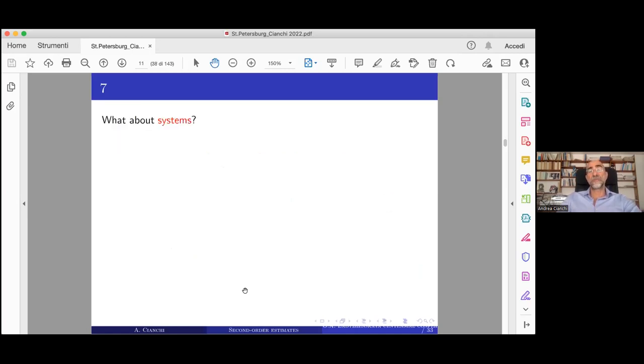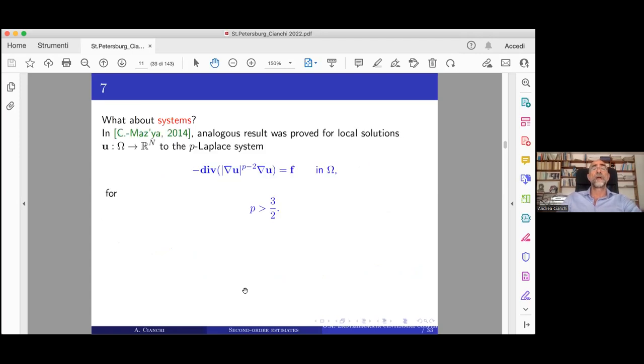Now, what about systems? With Balci and Maz’ya, we had a parallel result for systems, which means that now we are taking vector-valued functions into R^N for this p-Laplacian. And we had it for not all values of p larger than one, but just for p larger than 3/2. This restriction on p is due to the validity of a version of this pointwise differential inequality for vector-valued functions.